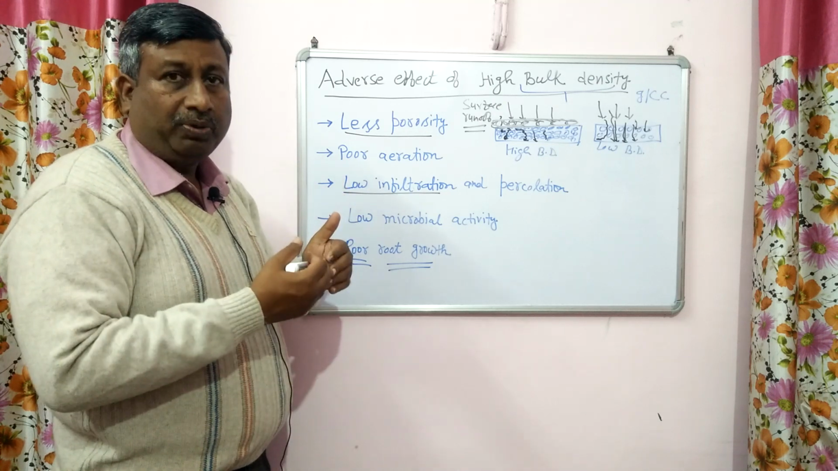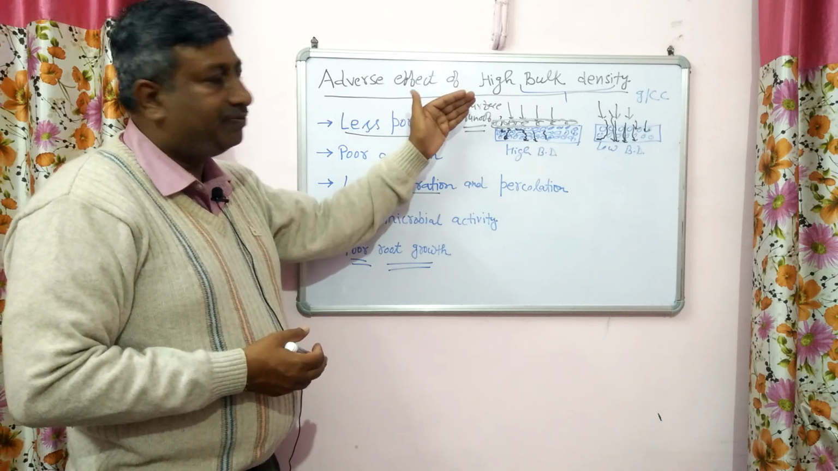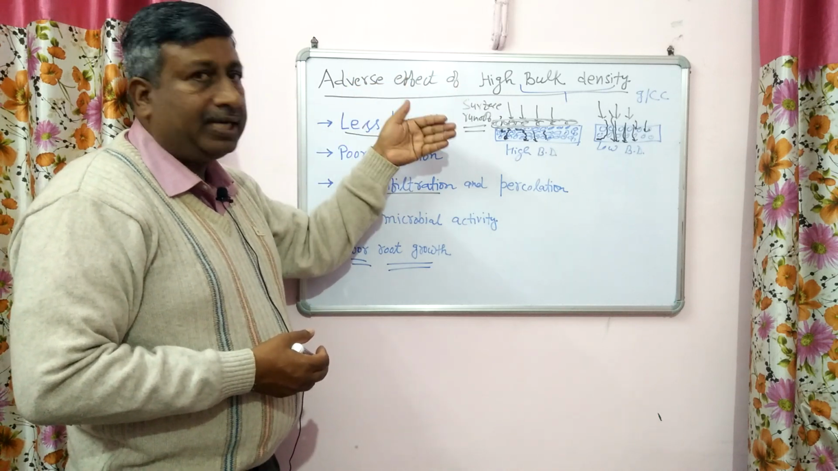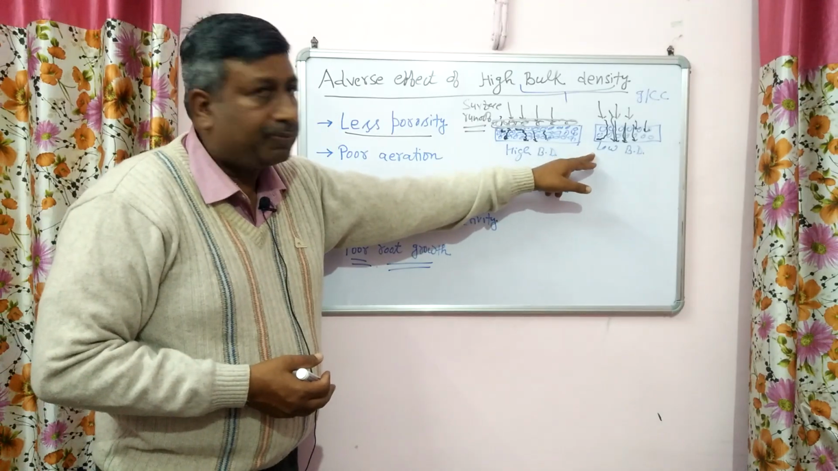So, ek problem aur ho gayi ki jahan bulk density jyada ho rahi hai, surface runoff हो रहा है, water move करेगा soil surface के ऊपर से, तो कुछ soil को भी ले जाएगा, तो soil erosion की भी problem इसमें होगी, but no such type of problem.